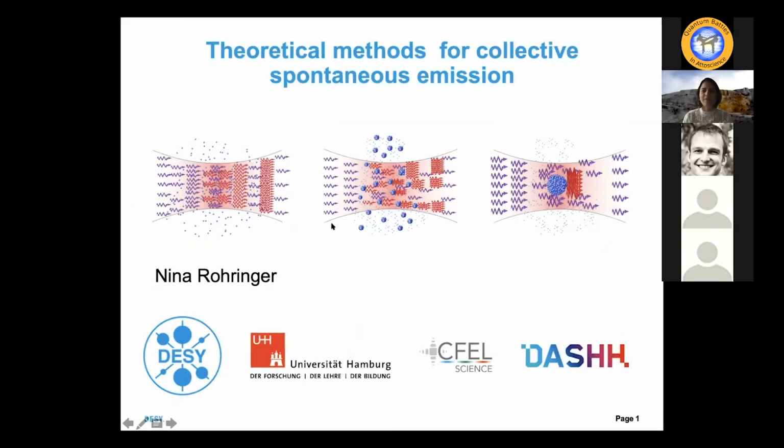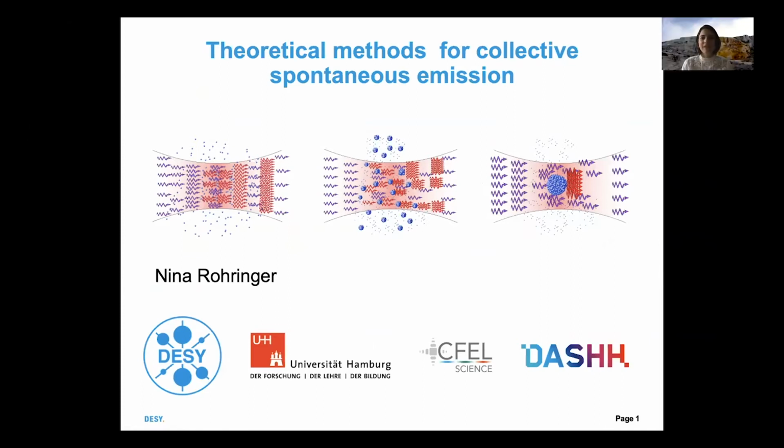I slightly changed the scope of my topic. I will give you a kind of overview of the many different theories to treat collective spontaneous emission in order to really have a quantitative comparison of theory and our recent experiments.